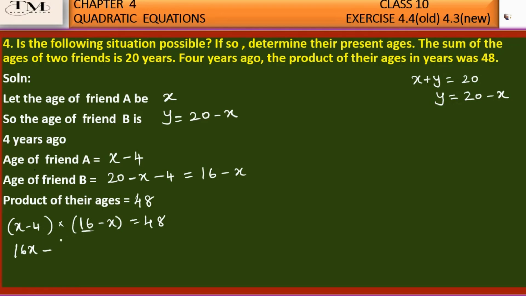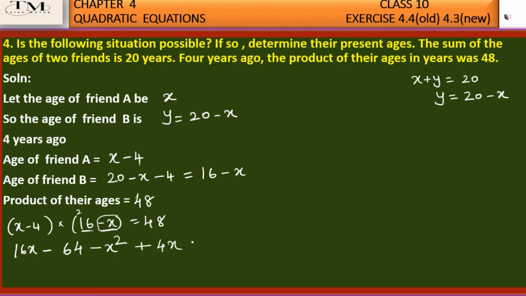So 4 into 16 is 64, balance 2. 4 into 1 is 4, 4 plus 2 is 6. So next I am going to multiply by minus x. So minus x into x is minus x square. Minus 4 into minus x: minus into minus is plus, 4 into x is 4x.